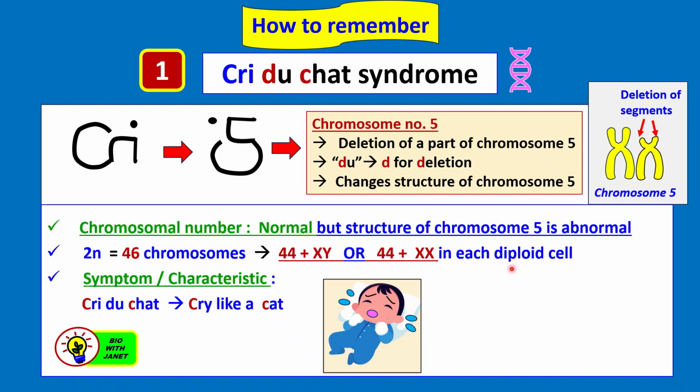It's just that chromosome number 5, which is an autosome, is not involved in sex determination, right? Chromosome number 5 is an autosome, not involved in sex determination. It has a part of it deleted, right? So the symptom is crying, like the cry is like a cat's cry or a cat meow.